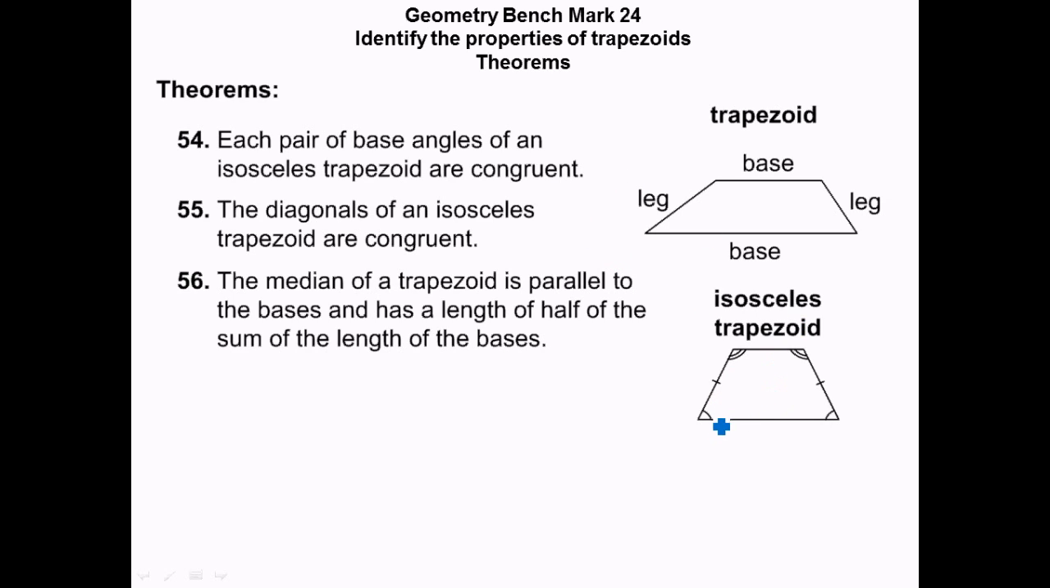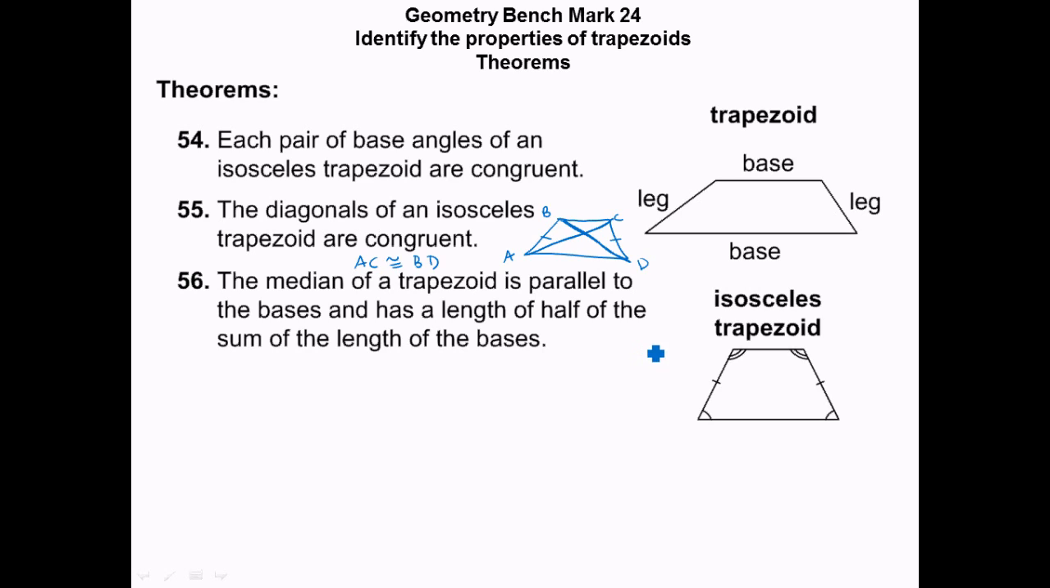If we take an isosceles trapezoid and we draw the diagonals in, so I'm going to do that over here, okay, so I have a trapezoid. Let's say it's isosceles. The diagonals will be congruent to each other. So if this was trapezoid ABCD, AC will be congruent to BD.